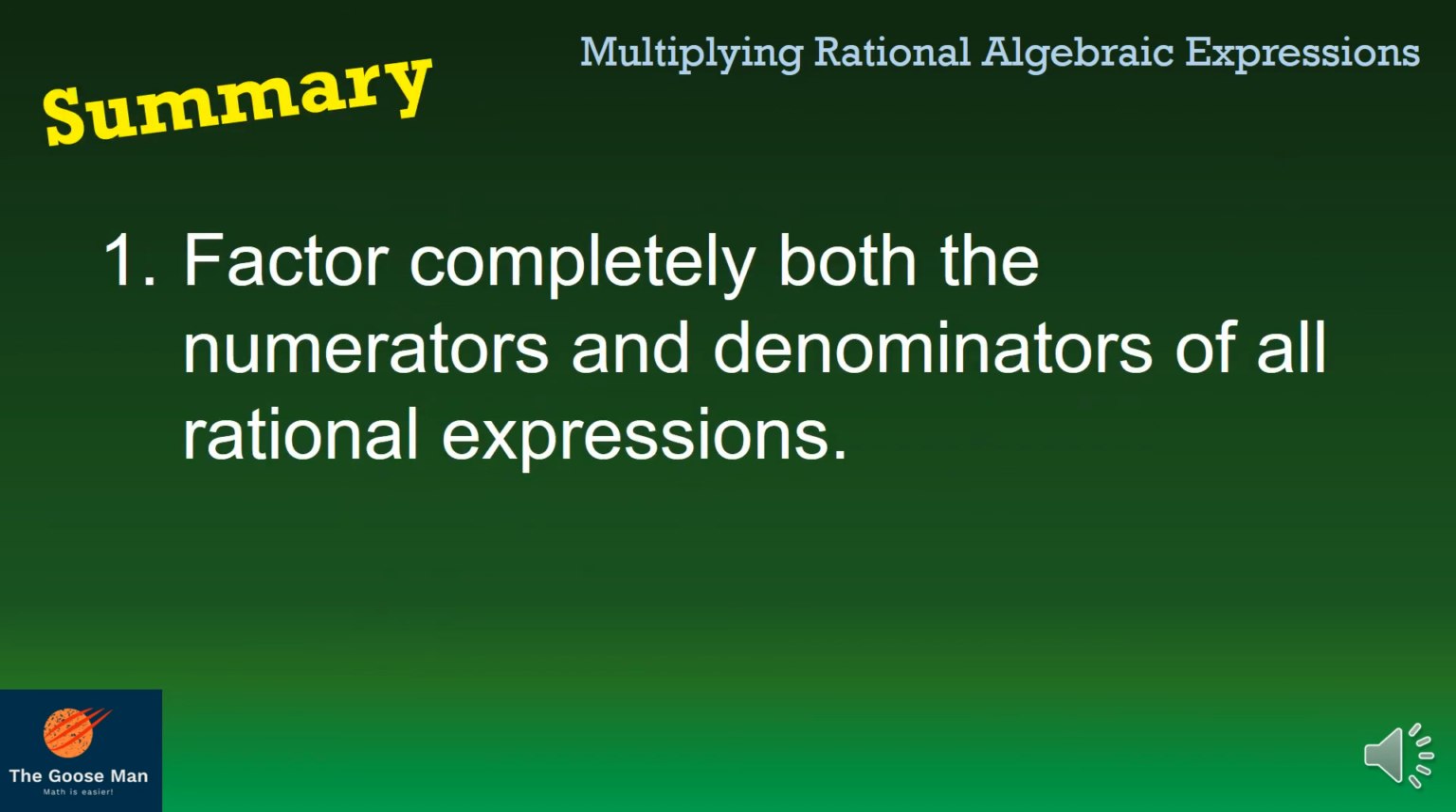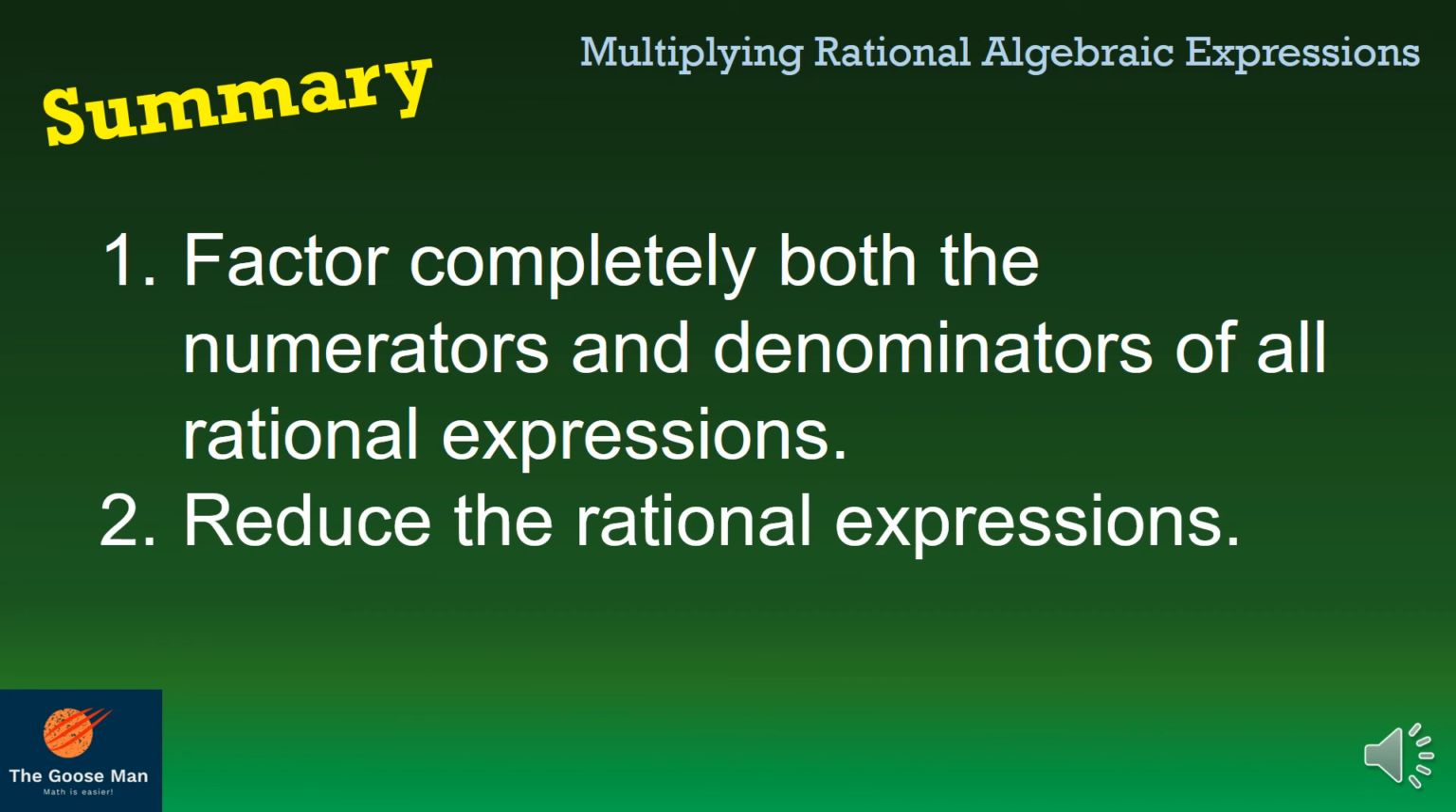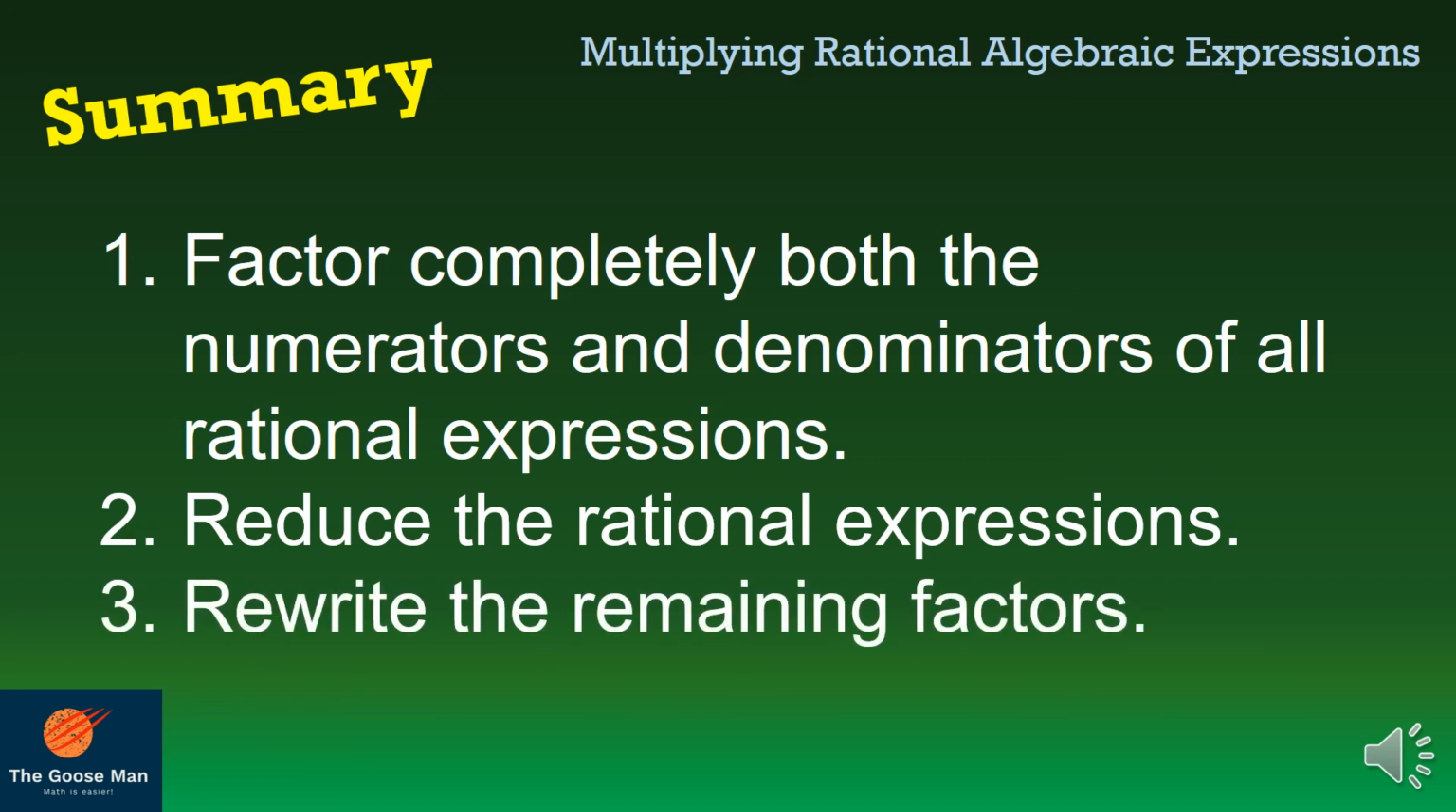To summarize our discussion in multiplying rational algebraic expressions, we have number one, factor completely both the numerators and denominators of all rational expressions. Number two, reduce the rational expressions by removing the greatest common factor between the numerator and denominator. And number three, rewrite the remaining factors, meaning to say, multiply the remaining factors.